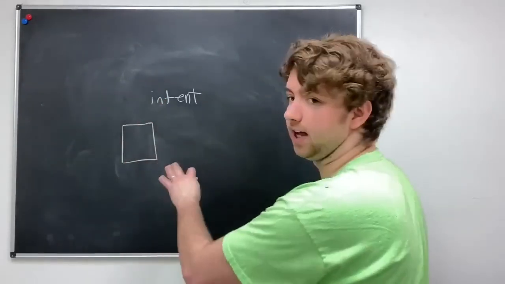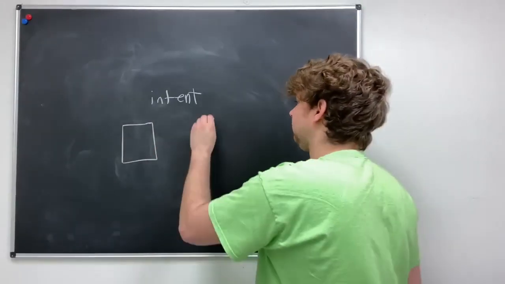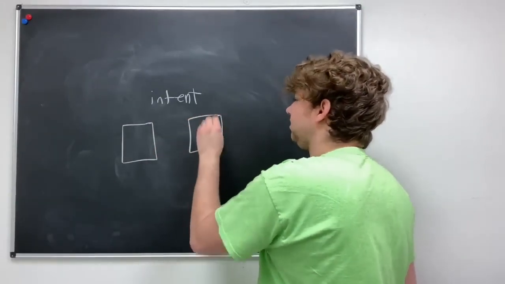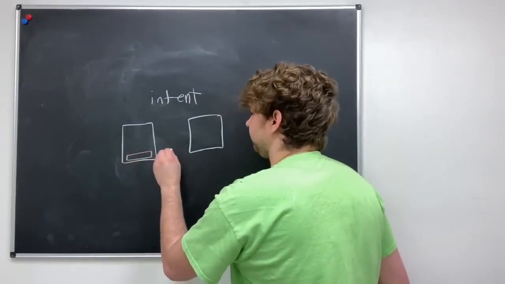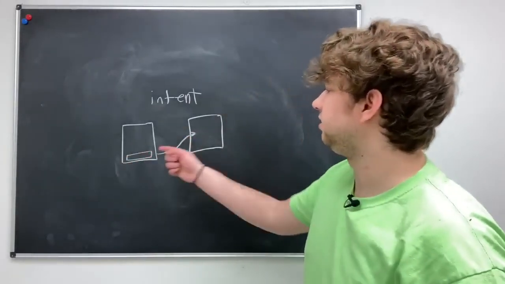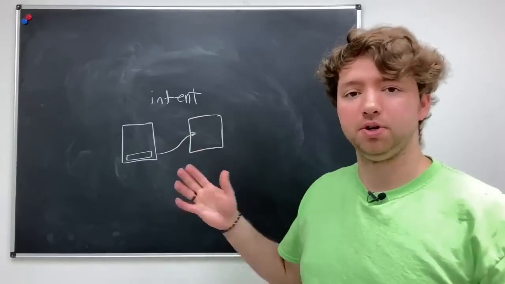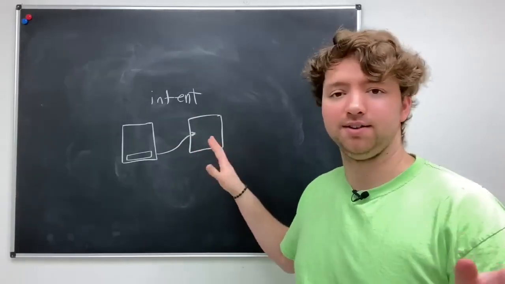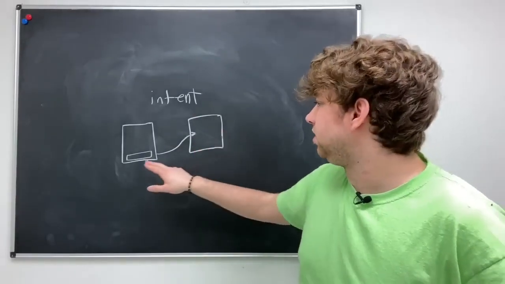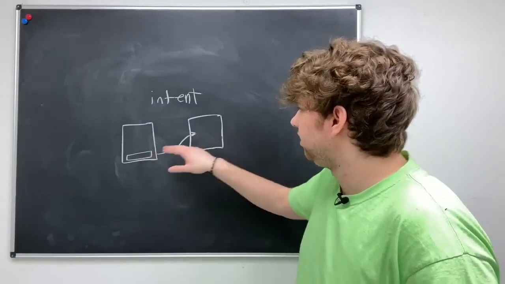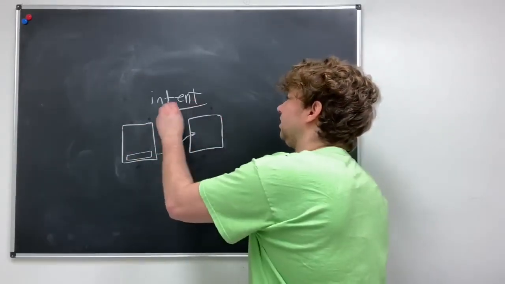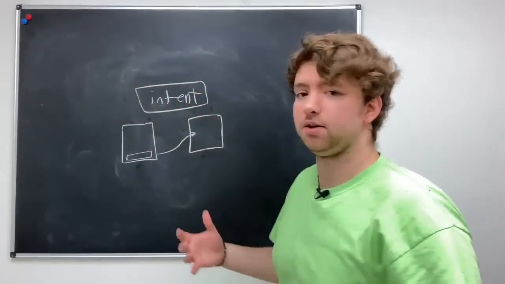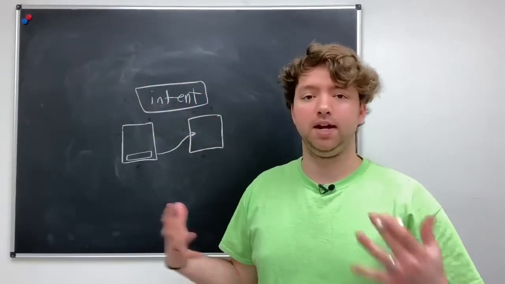Let's say you have an activity, such as the main activity, and then you have another activity that is opened when you click this button. So you click the button, and a new page is opened with all new different options and buttons and so forth. Well, you can basically transfer data from this activity to this activity using an intent. So it's a way you can transfer data between activities.